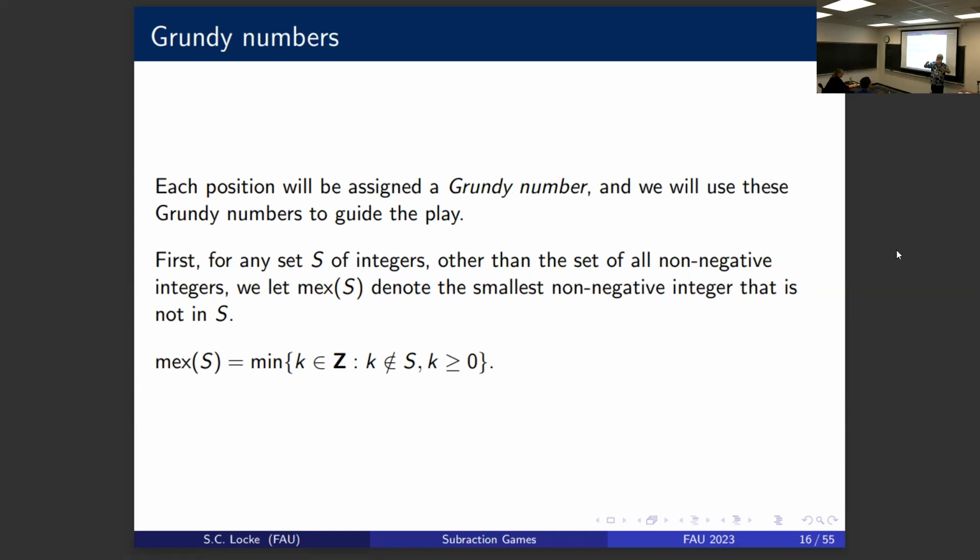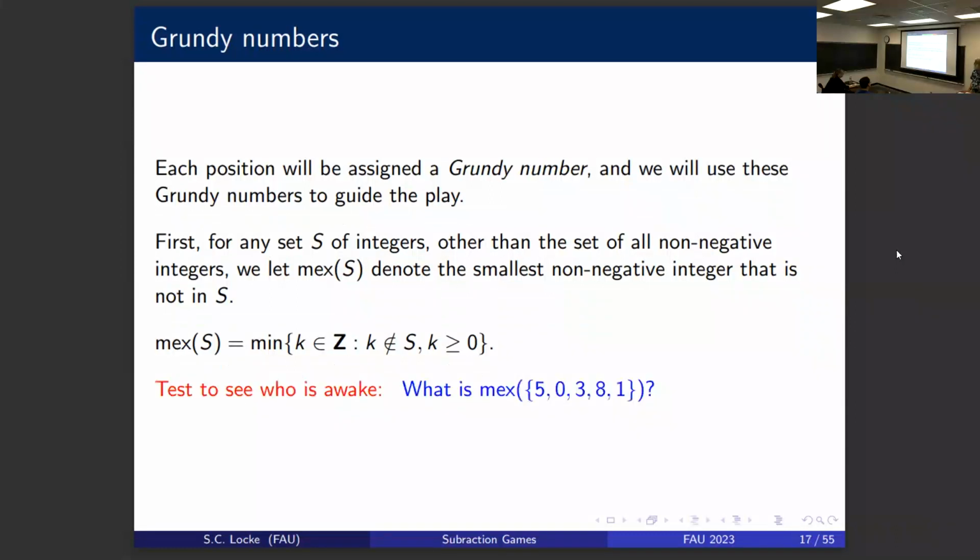So if S already contains all the non-negative integers, then I have the minimum of an empty set, and that's kind of weird. So as long as the set's not empty, then I can take the minimum element of that set. Okay? So the minimal excluded, which I'll write as mex of S, is the minimum K, which is an integer, K is not in S, and K is greater than or equal to 0. Does that definition make sense to you? It has to be a test somewhere.